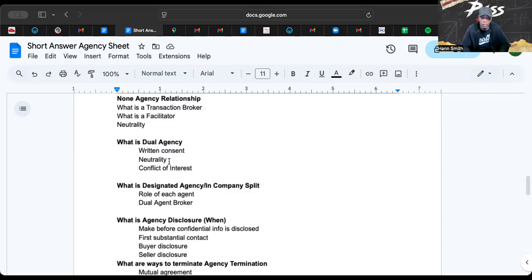So what is dual agency? You're representing the buyer and the seller. It should be in written consent, and you should get written consent. They should be agreeing to it. You want to avoid conflicts of interest and stay neutral throughout the transaction.